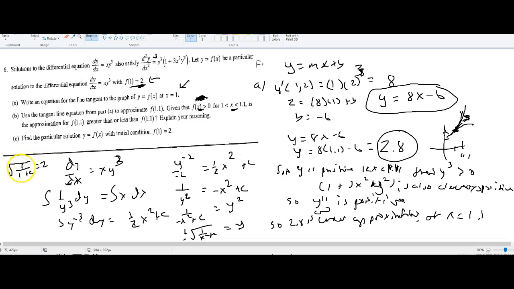Now I'm going to solve this monstrosity, squaring both sides. I get 1 over 1 plus c equals 4. Move that over. I get 1 equals 4 plus 4c. That's a terrible 4. I apologize. Subtract that across. I get -3 equals 4c, or c equals -3/4.